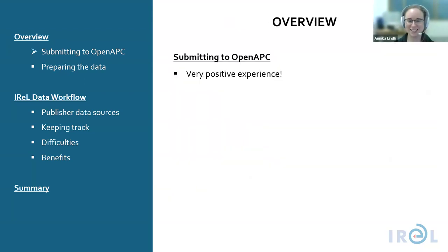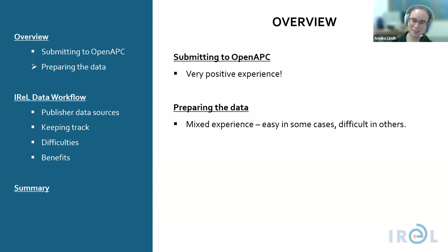So first of all, submitting to OpenAPC: very positive experience. I just send the CSV from the Excel sheet to Julia. She lets me know if there was any problem with anything. So that's very straightforward. It's preparing the data that's a mixed experience. Sometimes it's easy, depending on the publishers; sometimes it's more difficult. So the question is, of course, where do you get this data?